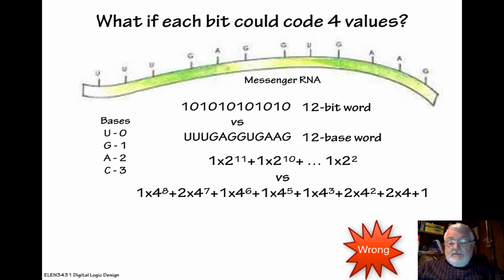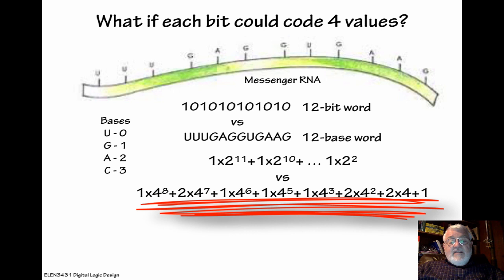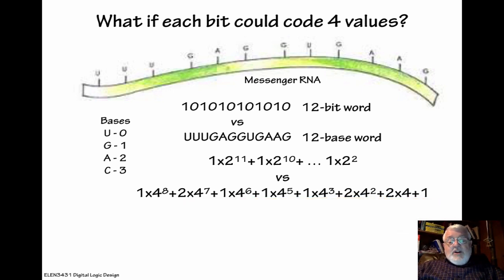Wait a minute. Let me back up on that. The binary word is the top one. And I'm going to put a graphic on it. The binary word is the 1 times 2 to the 11th, plus 1 times 2 to the 10th, etc., the way we've converted it all along. The bottom one is the RNA, which is the 1 times 4 to the 8th, the 2 times 4 to the 7th, and so on. That number is astronomically huge compared to the binary number because it's a more condensed code. And so my point is, if we were using a base 4 code instead of a base 2, we could code even more information in a compact space. And that's what DNA does.